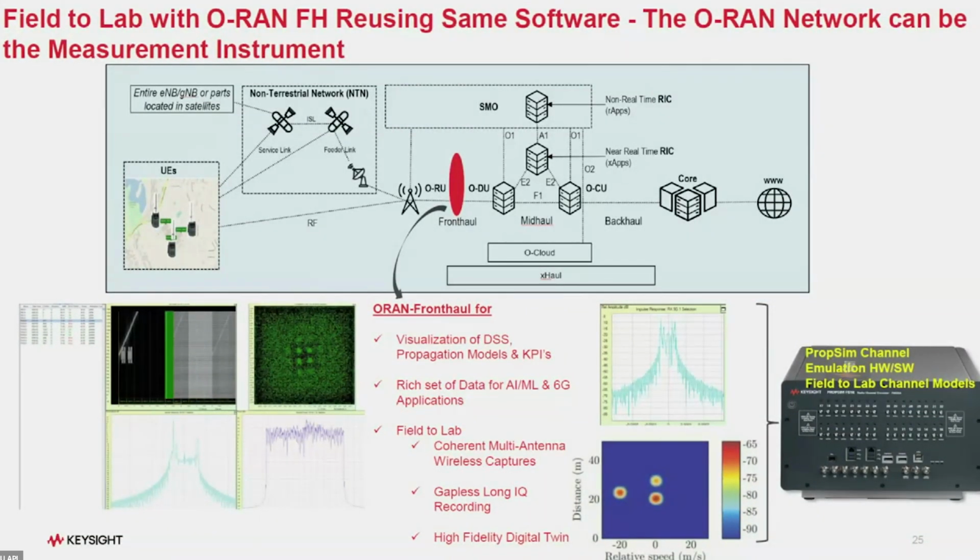And you get out of that, either way, validation of your propagation models, and a very rich set of data for AI/ML and 6G applications: long captures, coherent captures across all the antennas. You can feed a digital twin and iterate back and forth between the digital twin and your real world data. So, okay. All right, thank you.